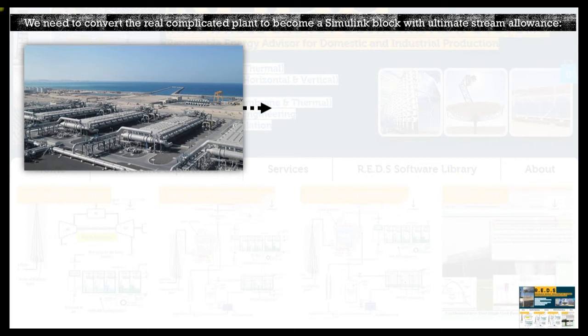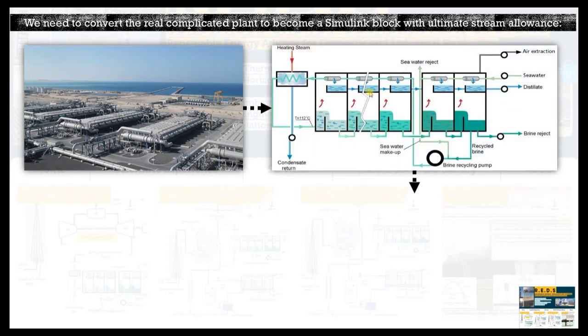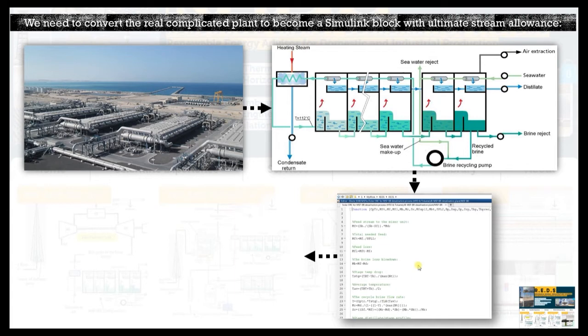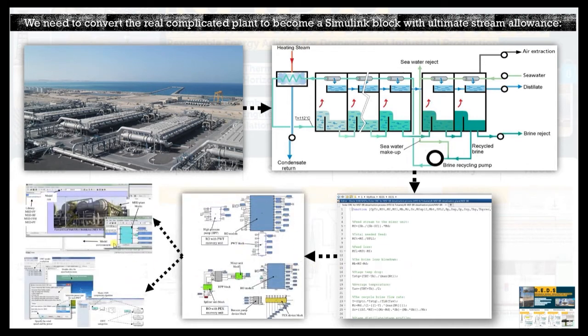We need to convert the real complicated plant. This is a real plant, for example, multi-stage flash. This multi-stage flash, segment by segment. We have to convert such configuration, and this is a schematic, into a code, and by this code we are going to convert it into blocks, and for the blocks we can connect and remove and edit and do what we want.